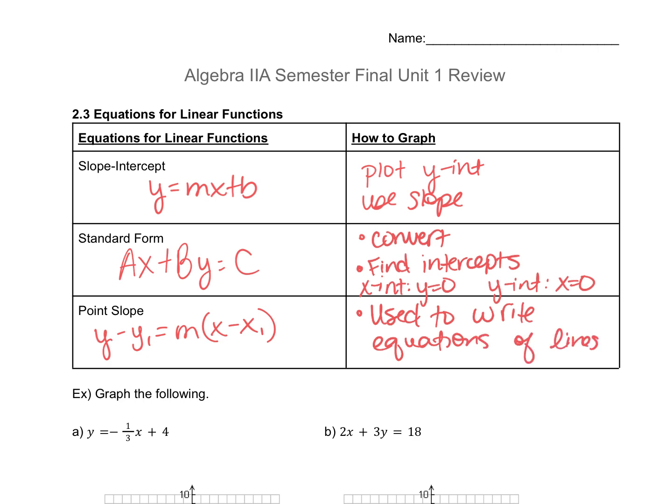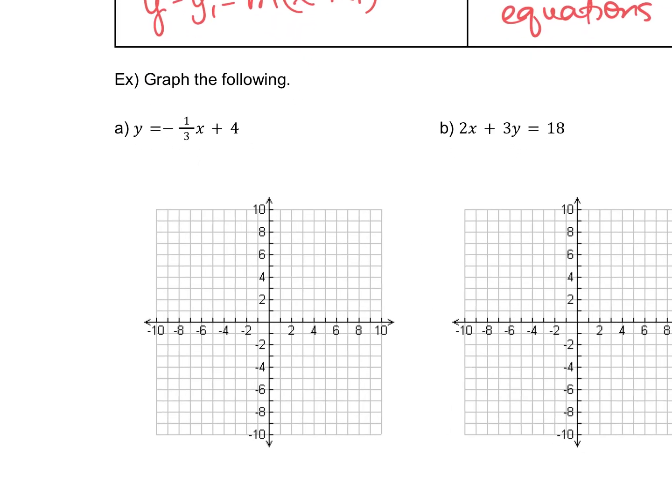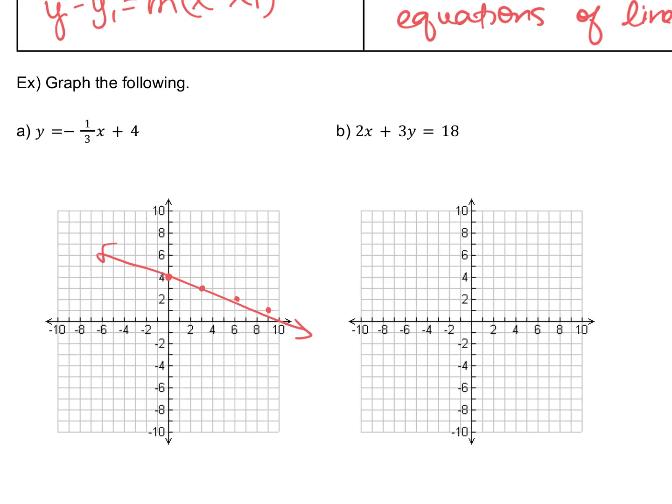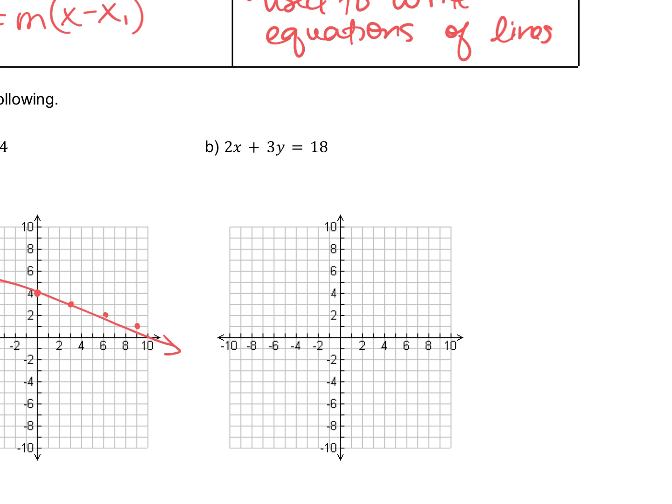All right, so graph the following. First one, letter A, y equals negative 1/3 x plus 4. You start at your y-intercept 4, then you go down 1 over 3 because of your slope. Draw a line to connect it. There we go.